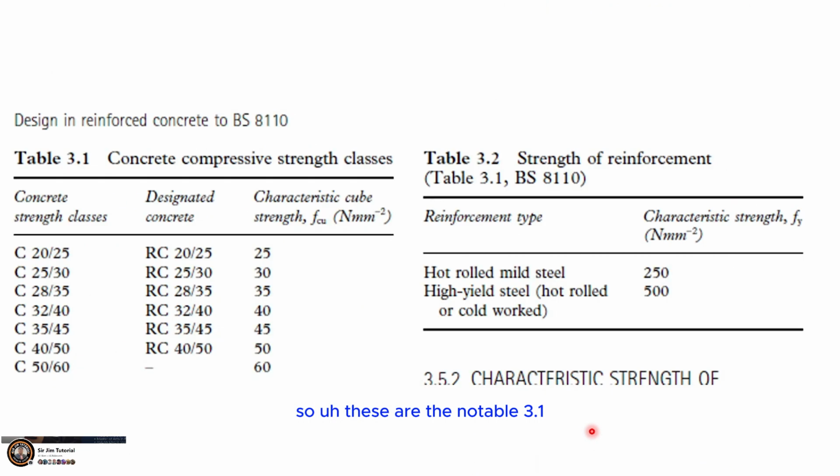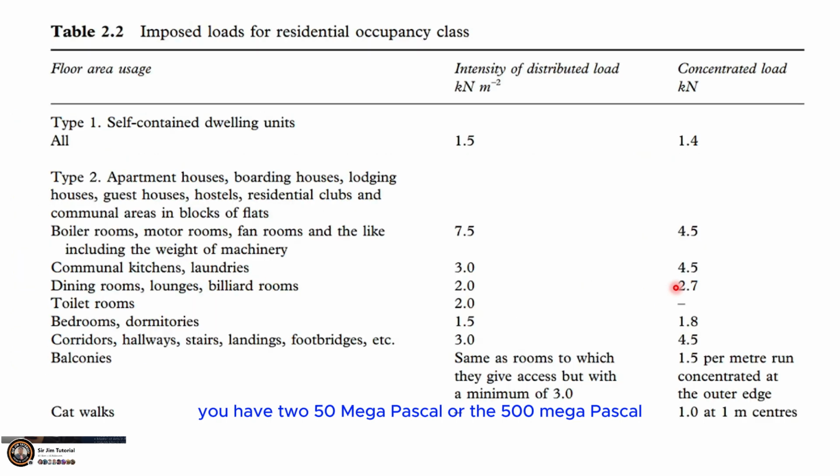These are from Table 3.1, some concrete compressive strength classes that you have to select depending on the structure that you are going to design. And for the strength of your reinforcement, you just have two types: 250 megapascal or 500 megapascal. Of course, at the start of your design, you have to check from your floor plan or from design considerations what the imposed load, or the live load, is that you are going to consider.